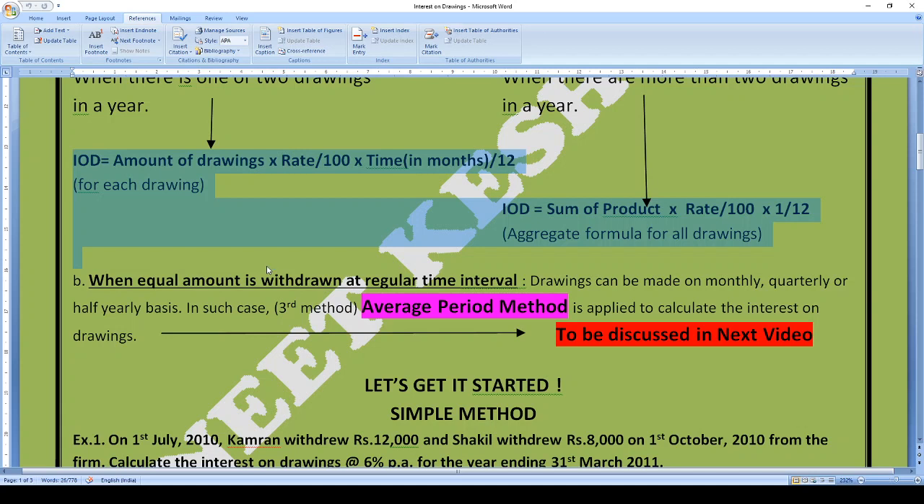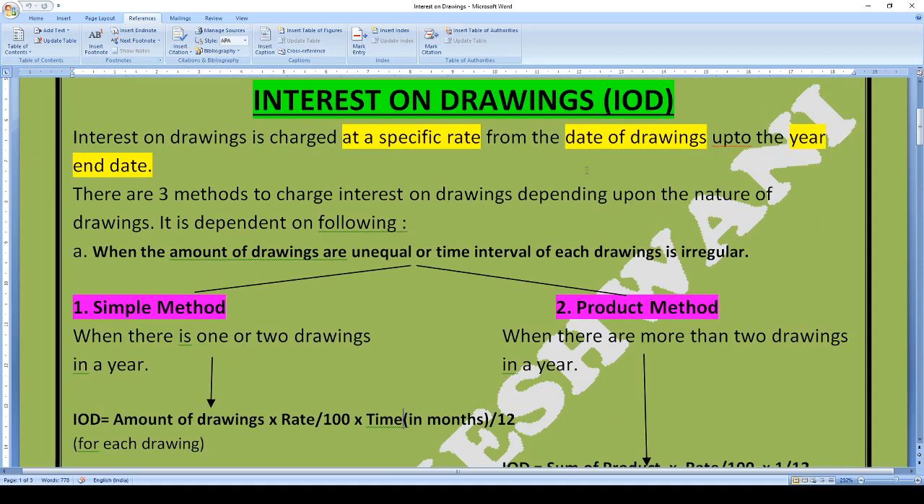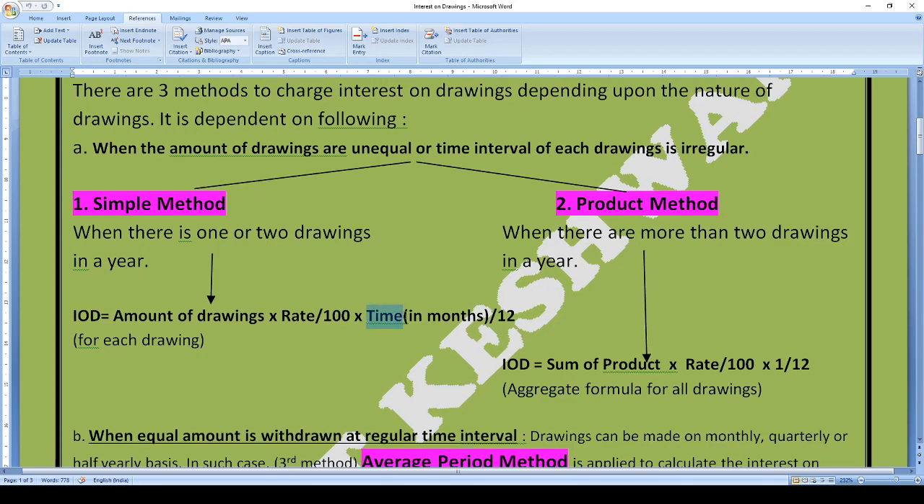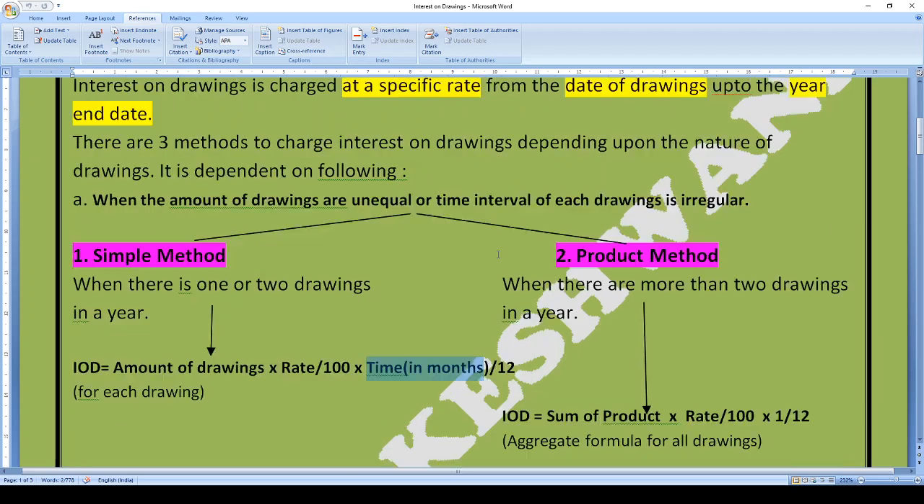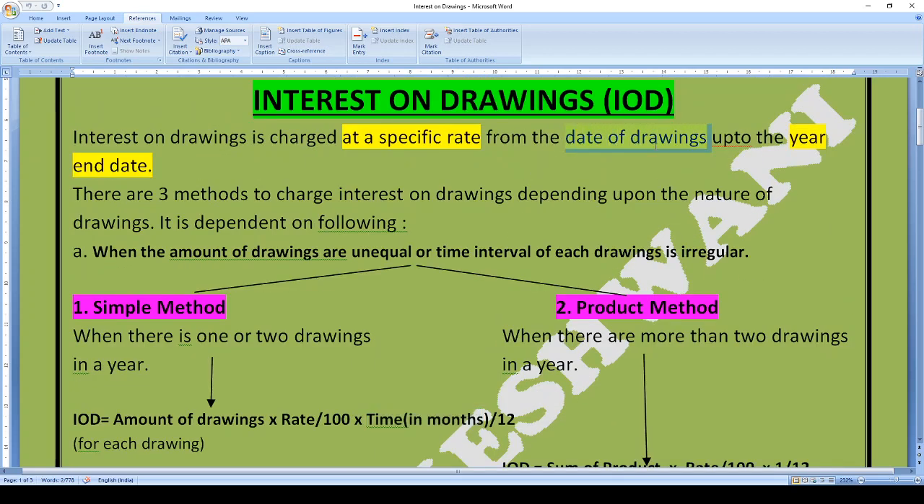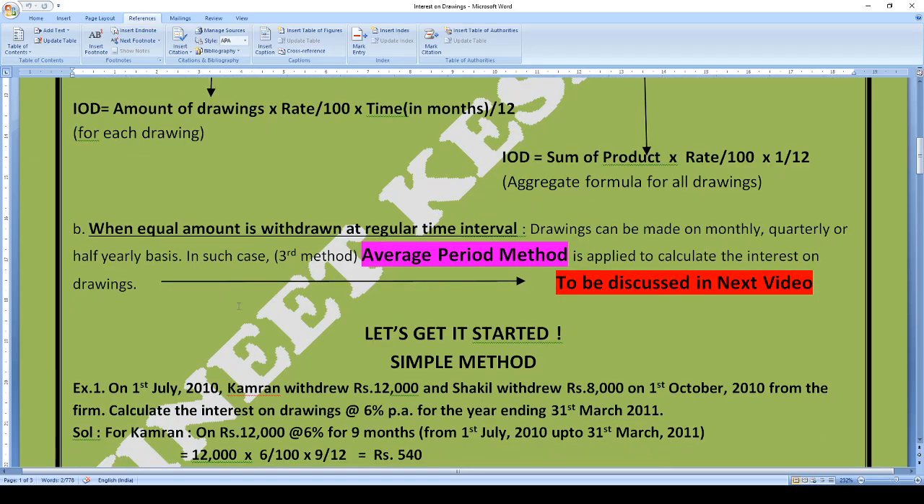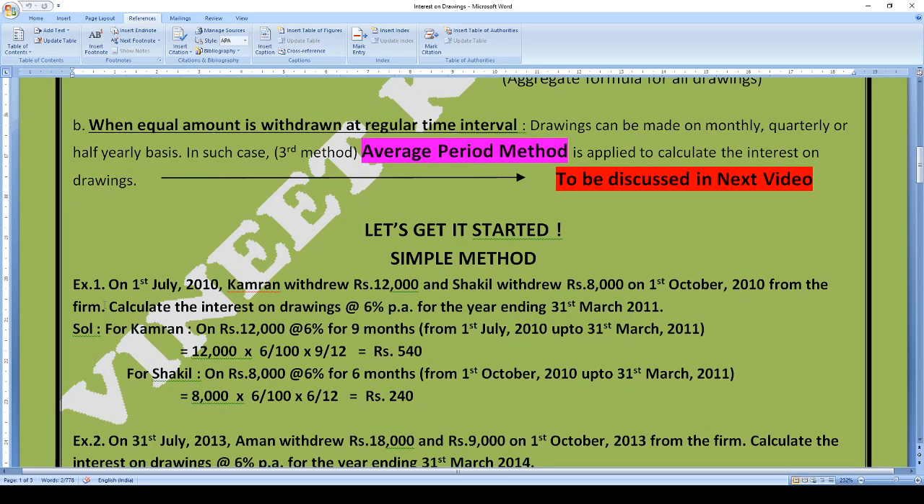So interest on drawing, according to the simple method, is calculated by the formula: amount of drawings multiplied by rate upon 100 into time in months upon 12. Keep in mind, this time element will be calculated right from the beginning of the date of drawings up to the year end date. You have to take this time element in months, starting from the date of drawing and ending at the year end date. Okay, so let's get started with the simple method.